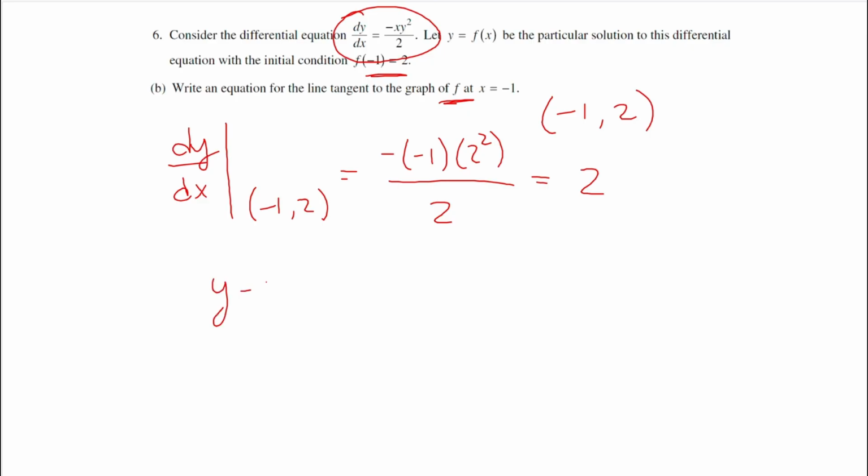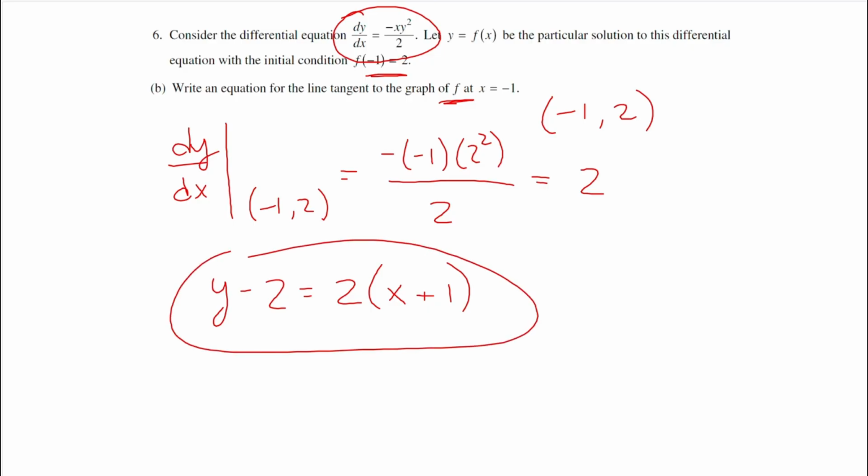So our equation is just in point slope form. y minus our y value of 2 equals 2 times x minus negative 1, or x plus 1. And it's perfectly acceptable to just leave it in this form. They just gave you 1 point here in part B for getting that equation.